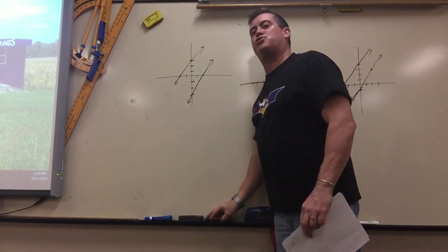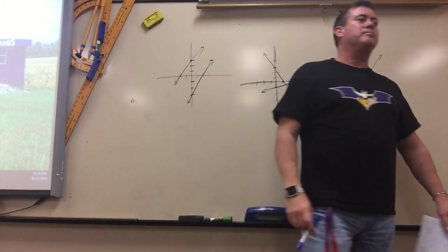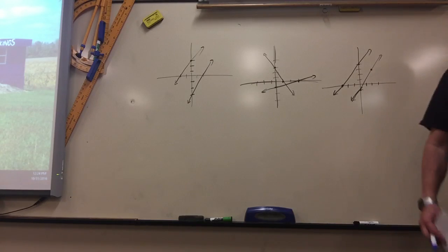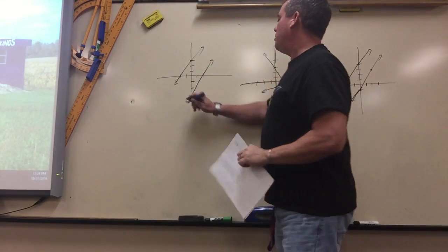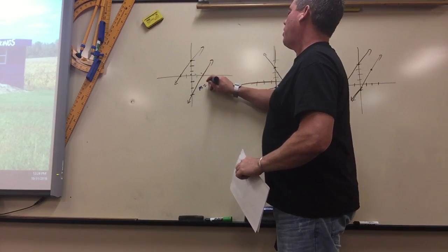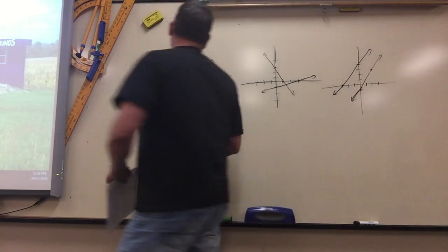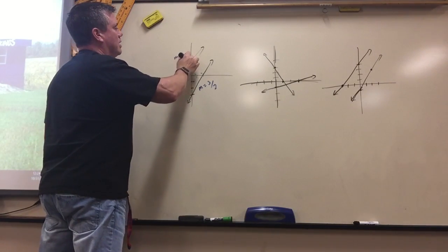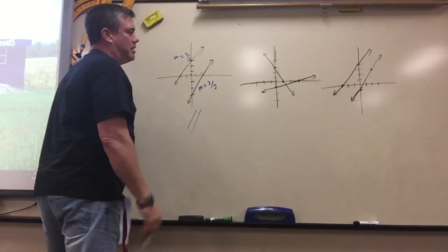So quiet. Hey. So to tell, this is the same thing, you have to say whether the lines are parallel, perpendicular, or neither. It's just looking at the graph. So what you have to check to see if they're parallel is slope. So this slope rises 3 and runs 2. This one rises 3 and runs 2. So these two lines are parallel.